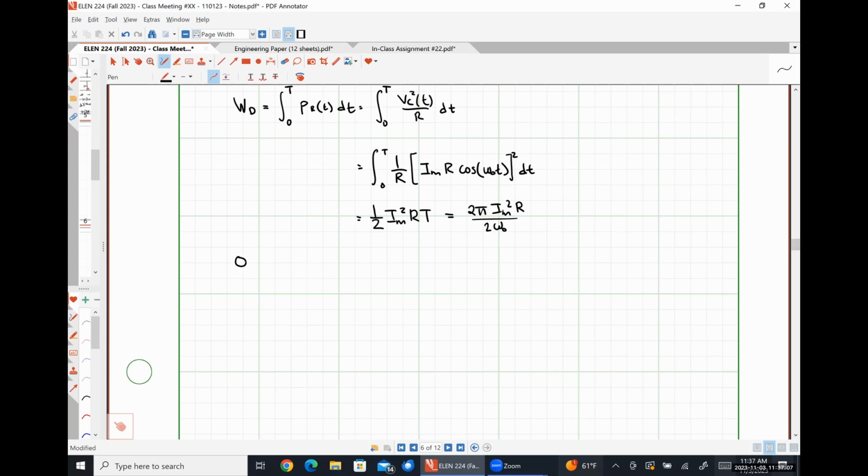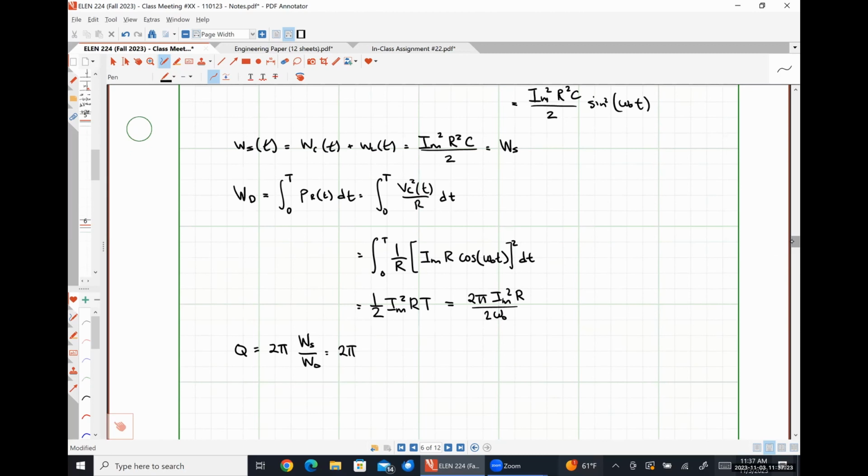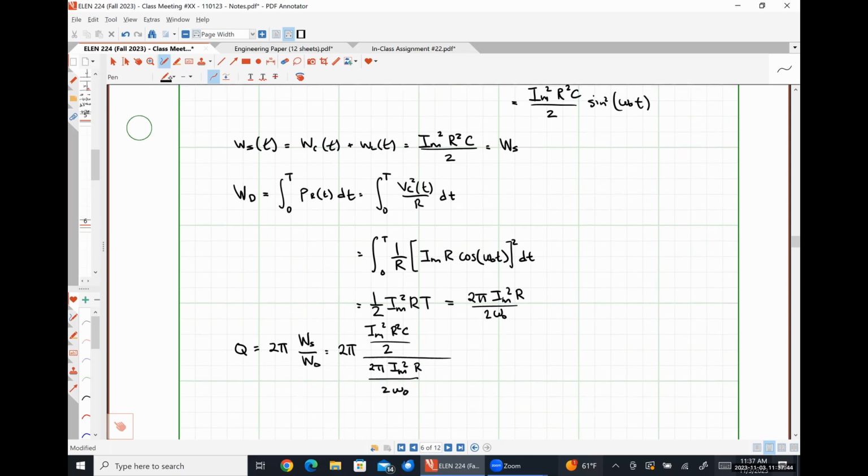Our quality factor Q for this parallel RLC circuit is 2 pi times WS over WD. So that is going to look like 2 pi times, let me scroll up here so I can get it, Im squared r squared c, all divided by 2. So that's WS. WD comes down here: 2 pi Im squared r over twice omega naught.